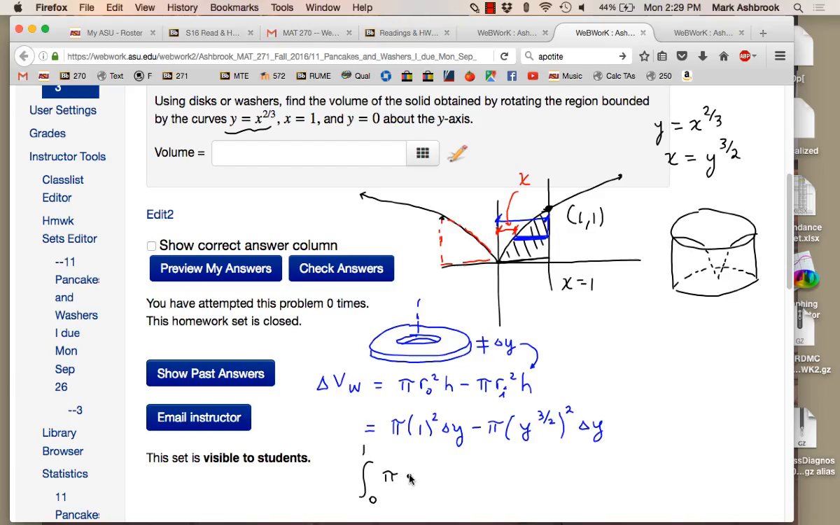Pi. So our delta y, we can come out, so pi minus y, that ends up being y cubed. I'll just still write it as y to the 3 halves squared. Was there pi in there too?